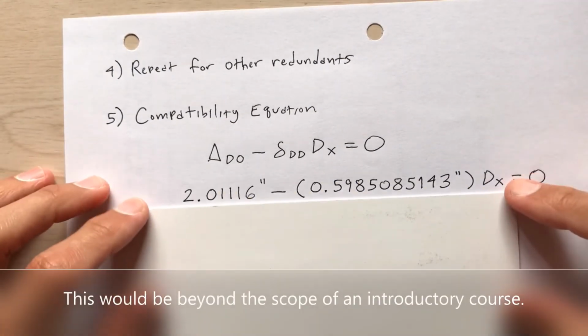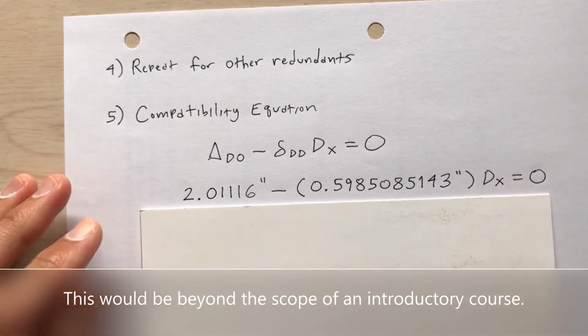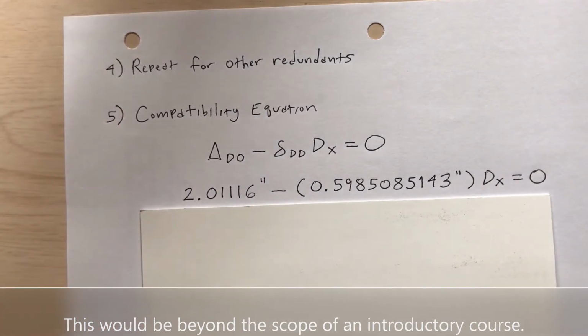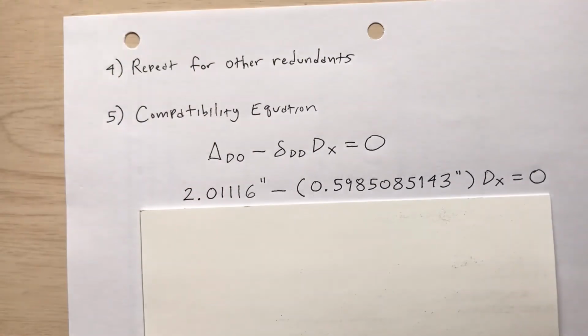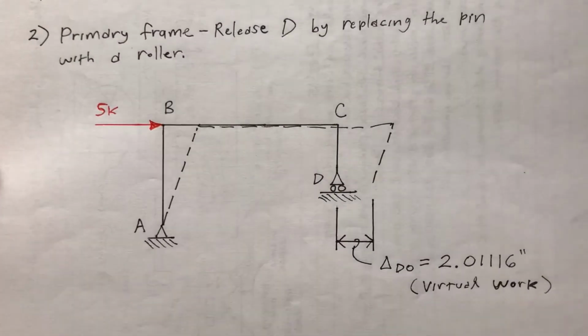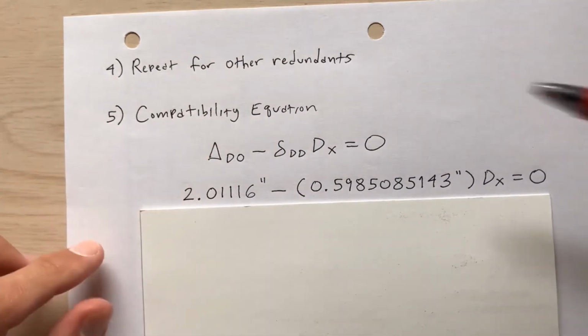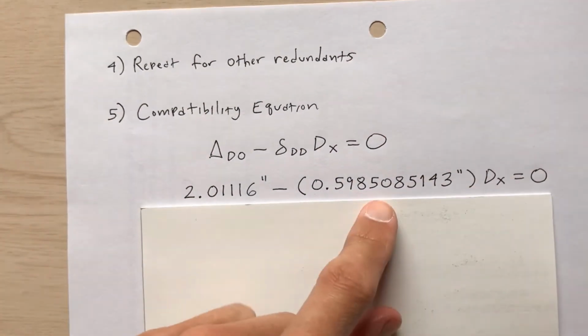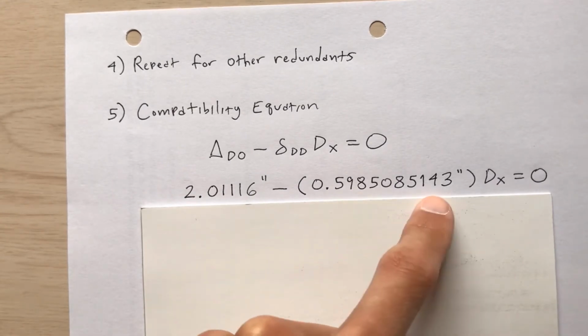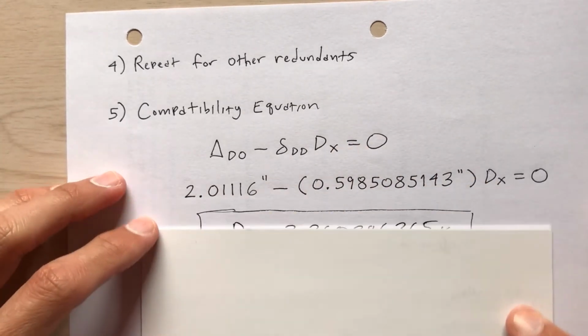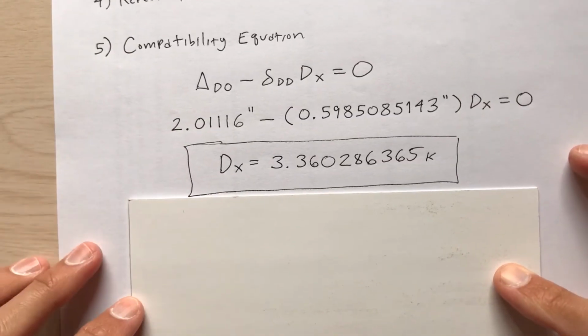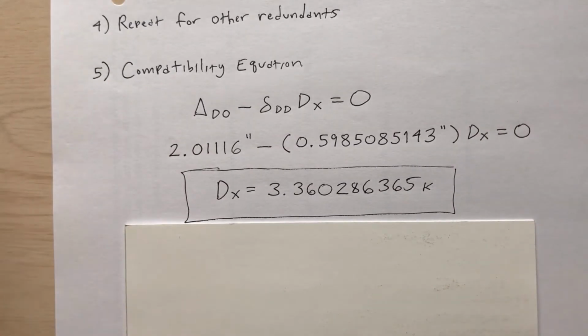Okay, so delta sub d sub 0, I found that earlier. 2.01116, you remember that? I can't find it now. Actually, I can find it. Back here, step 2, remember? 2.01116. That's delta sub d sub 0. The delta sub dd, I found that a moment ago. 0.5985 inches. The d sub x is unknown. Solve this for d sub x and I get this. So that, dear friends, is the horizontal reaction at D.